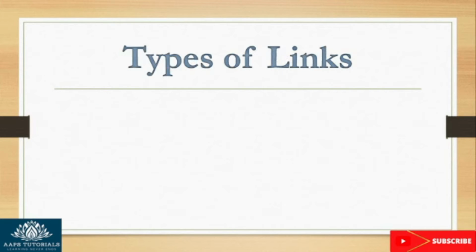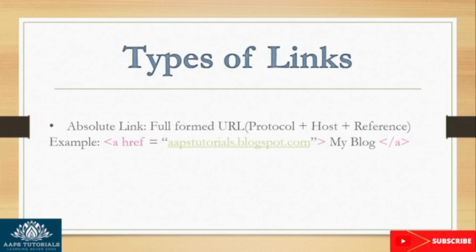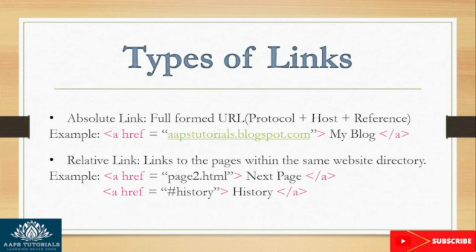There are two types of links or URL that can be declared inside an anchor tag. First is the absolute URL and second is the relative URL. An absolute URL is a URL which consists of our protocol, host and the reference. An example of absolute link is appstutorials.blogspot.com.